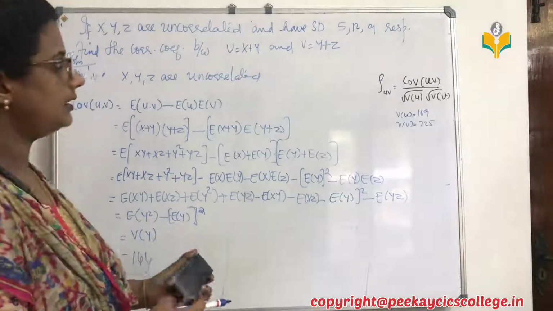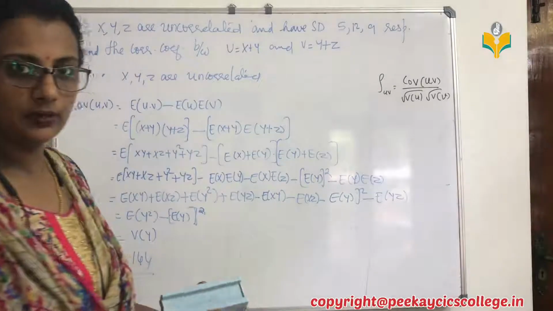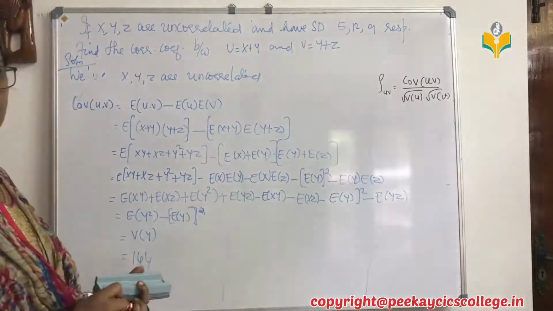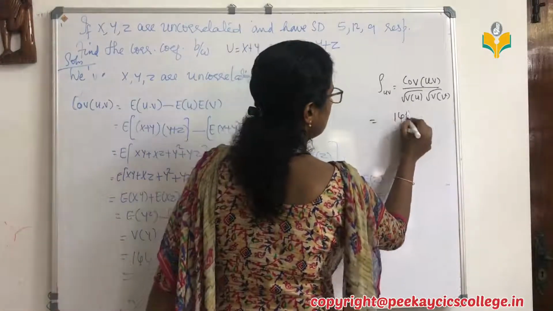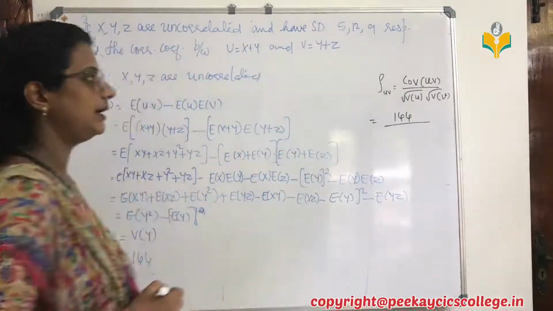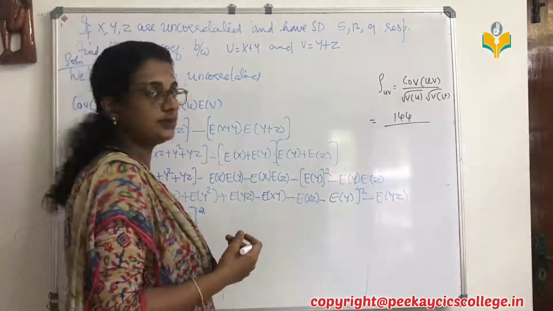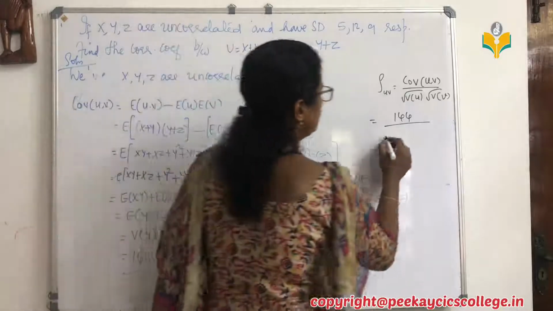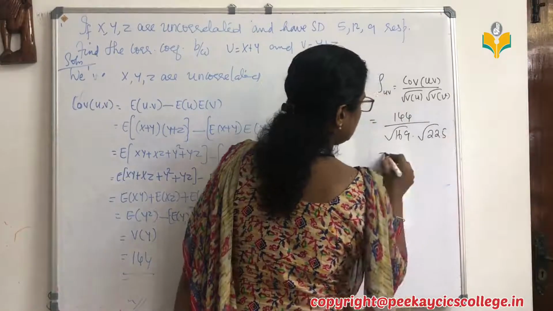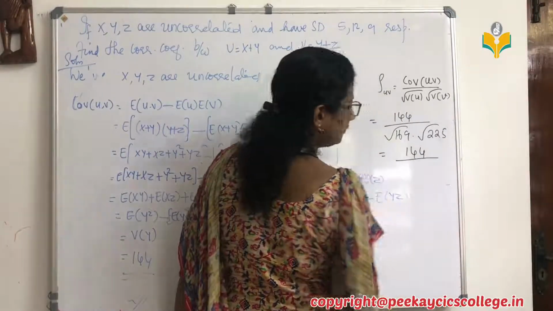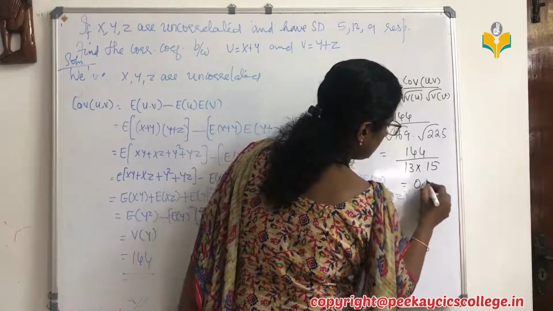Now we want to find rho uv equal to covariance of uv divided by root of variance of u into root of variance of v. Covariance of uv equal to 144, which we just calculated, divided by root of variance of u. Variance of u we already calculated: variance of u equal to 169. The root of 169 into root of 225, equal to 144 divided by 30 into 50, equal to 0.738.